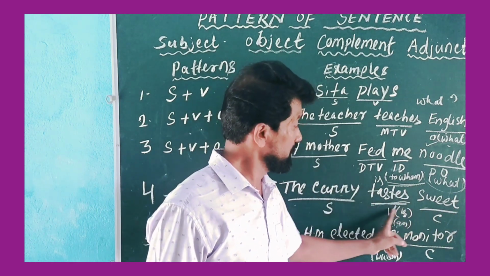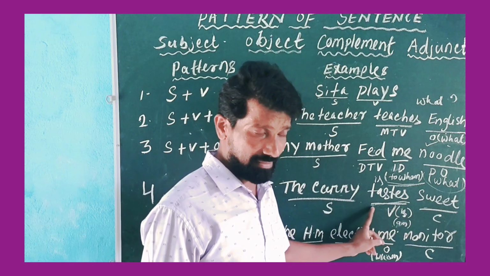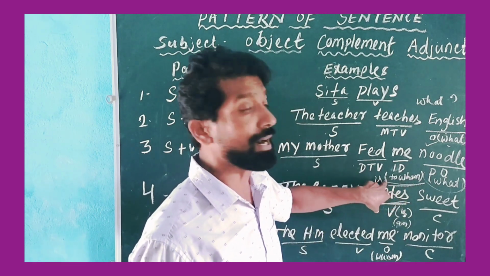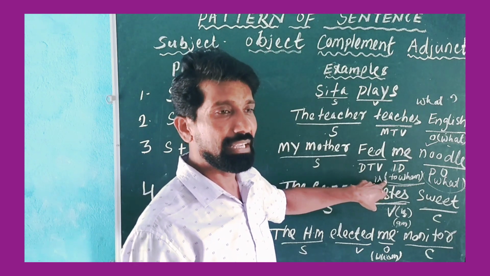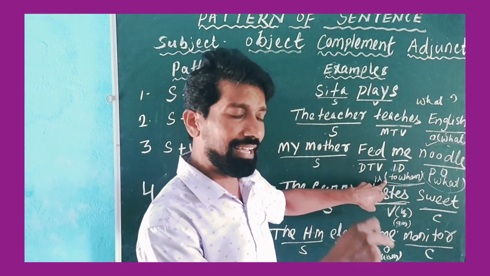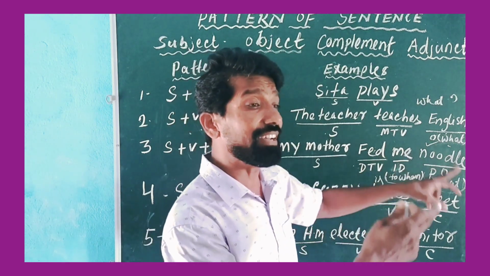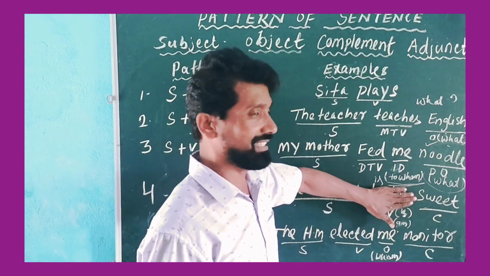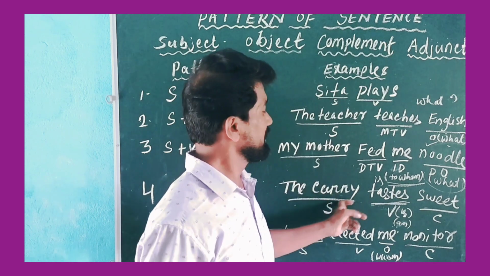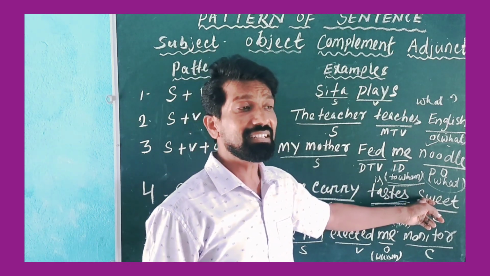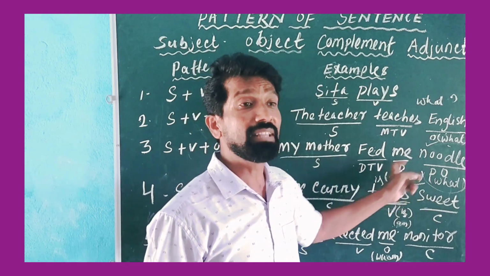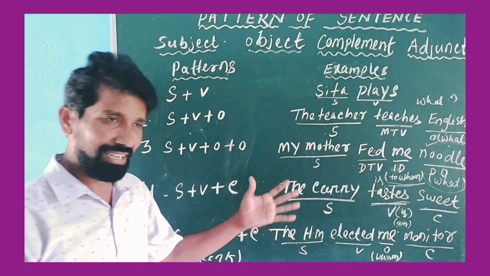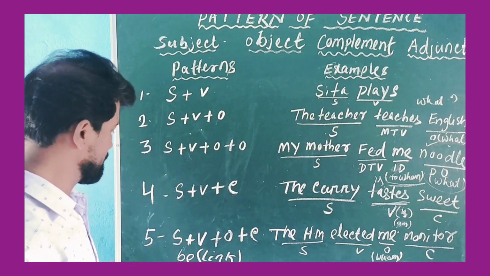If you do not find out whether taste is a linking verb or not, then you put a be verb, is or am, here. If the sentence is correct, then it is called a complement. Suppose the sentence is, the curry is sweet. If you use a be verb here and the sentence is correct, then it is called a complement. Okay, understand? Then the question arises.